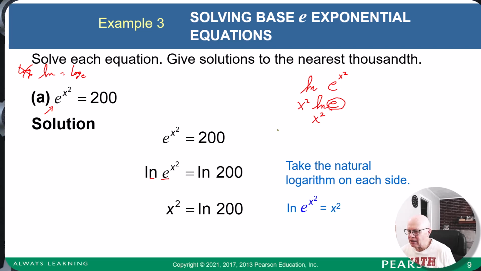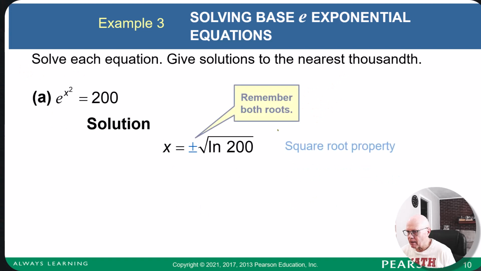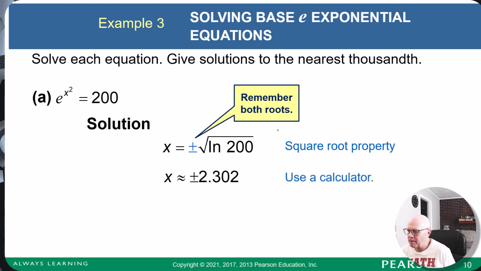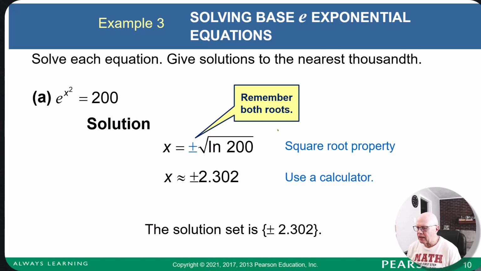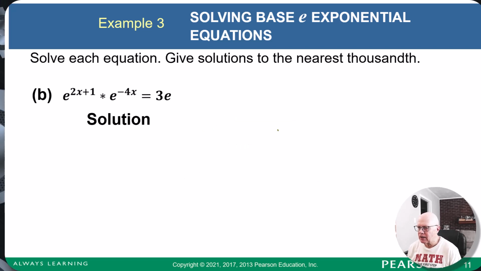What do you do then? Use the square root property. Remember, we're going to get two solutions. Plus or minus the square root of natural logarithm of 200. And you can use your calculator to do that. All right, good so far? There's our solution set. Next, since you've done that okay, let's take a look at this one.